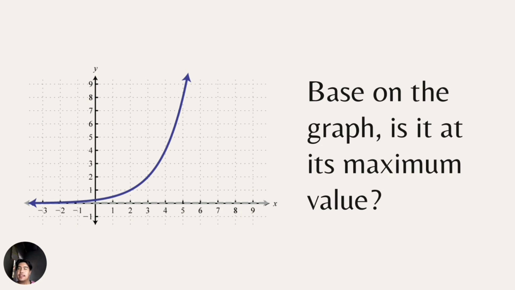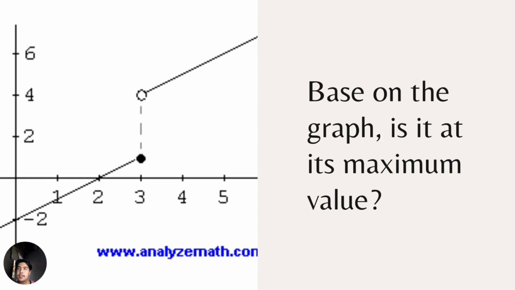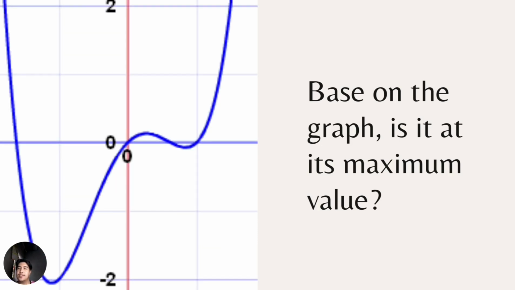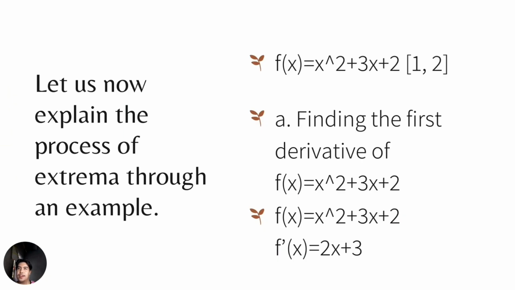So based on the graph, is it at its maximum value? Yes, because it is a continuous graph. So based on its graph, is it at the maximum value? No, because it is a discontinuous graph. So based on the graph, is it at its maximum value? Yes, because it is a continuous graph.